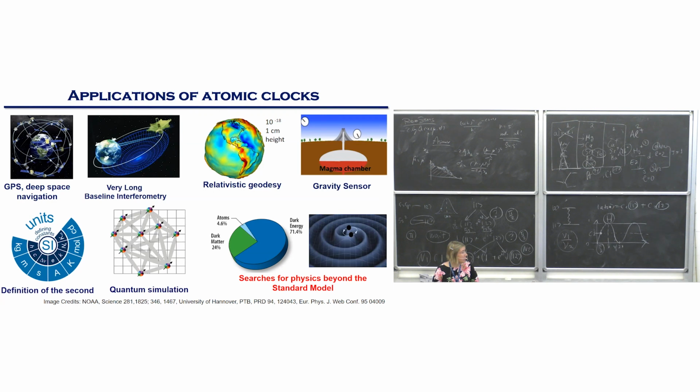Then eventually the second will be redefined. Also the clock is essentially a quantum simulator, and all of those have nothing to do with fundamental physics. So as you see, there are many other applications. And then of course, the search for fundamental physics. Clocks would eventually be precise enough to detect gravitational waves in space. You need about 10 to the minus 20 stability for this.